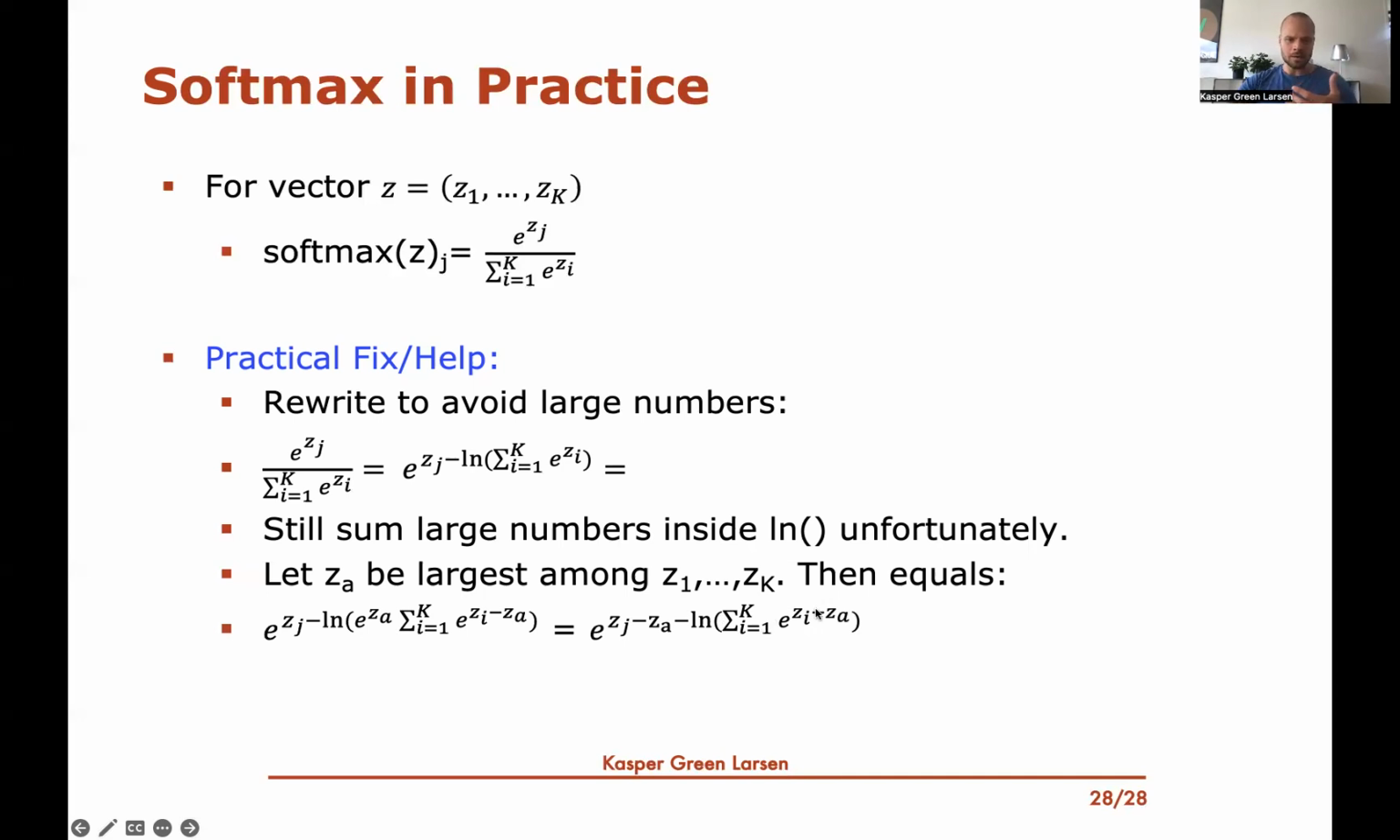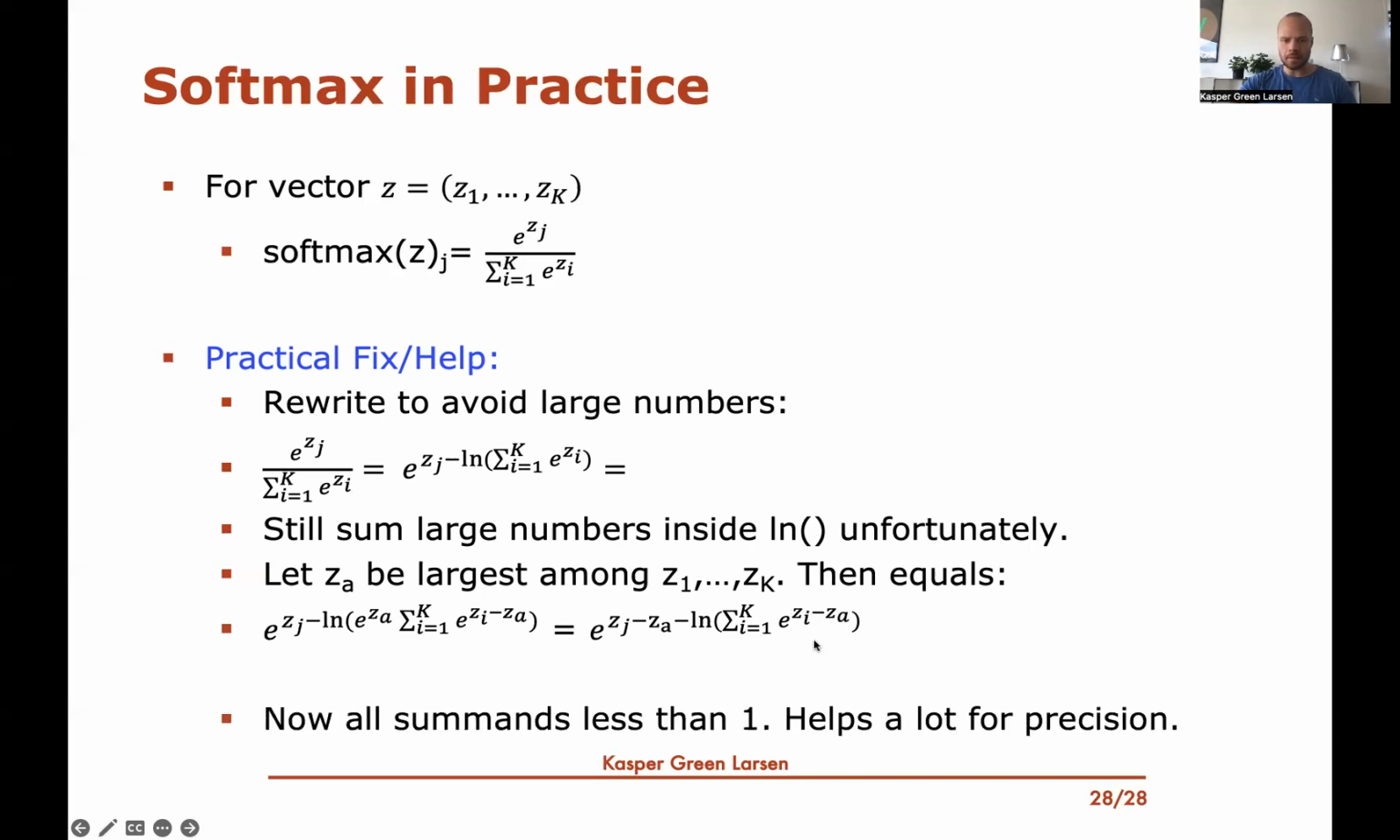What we've gained now is that z_a was the largest of all these numbers. So all of these exponents are less than or equal to 0, meaning that all these summands are less than 1, they're all less than e to the 0. So now we're really summing small numbers, and this is where there's high accuracy on floating point numbers. Doing this transformation and computing the entries using this formula instead of the direct formula up here helps a lot for precision. So that's what I wanted to present on multinomial regression and using the softmax function to make predictions and output probabilities.